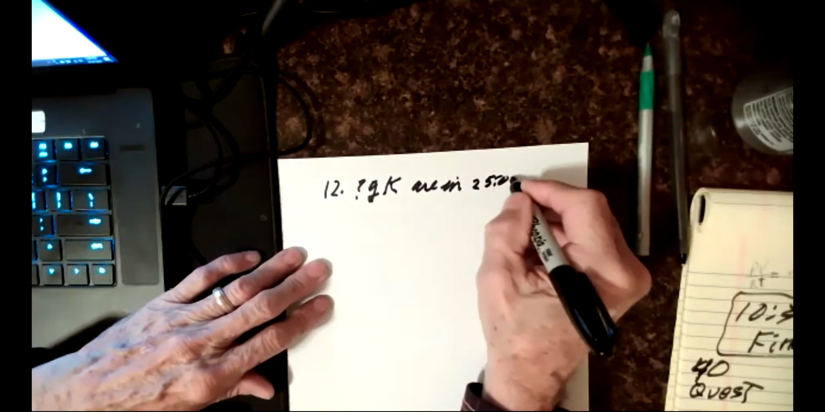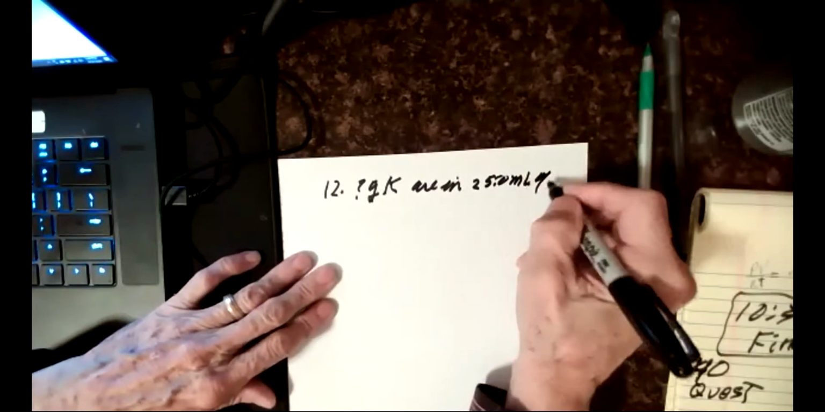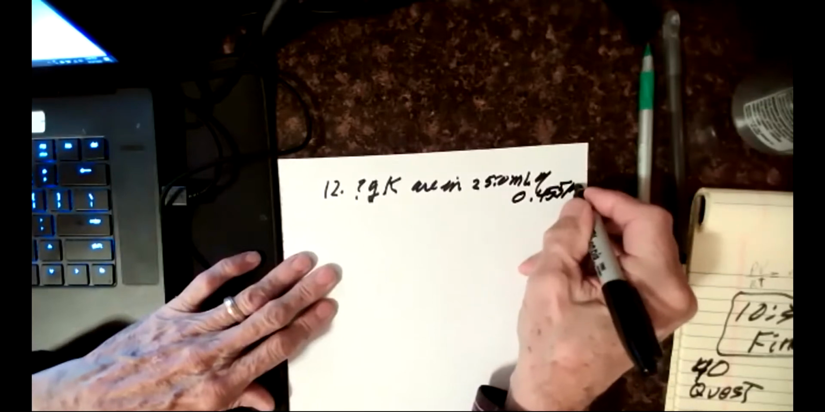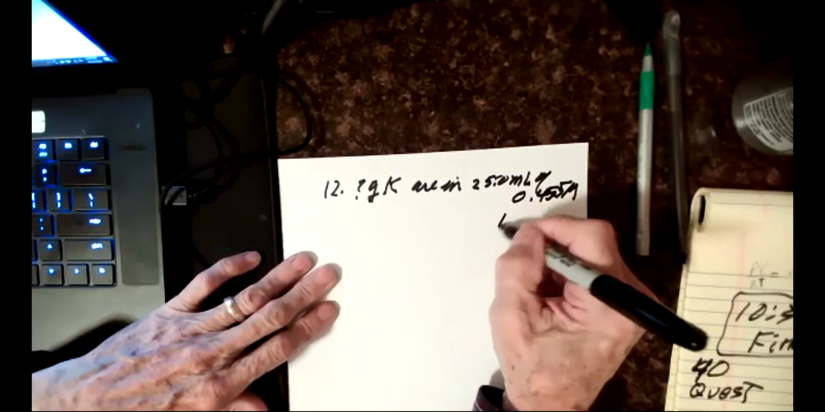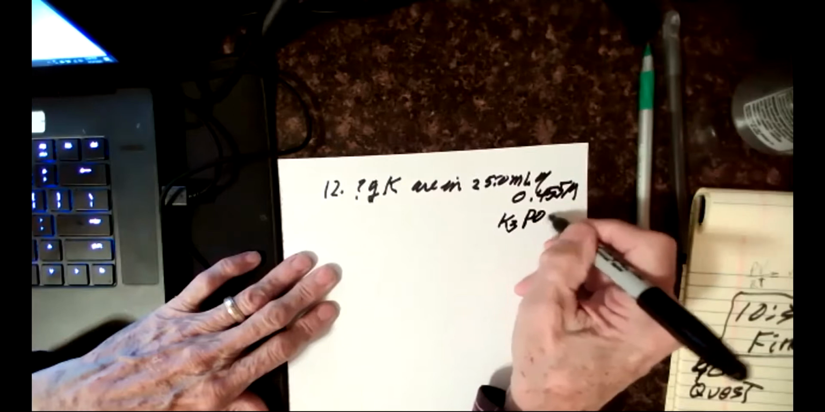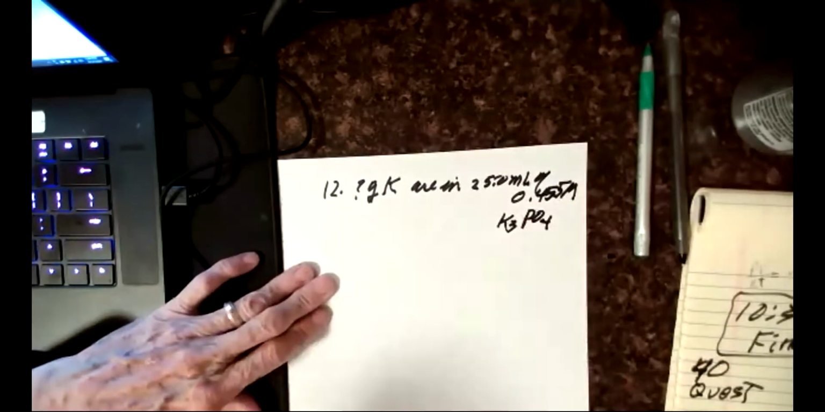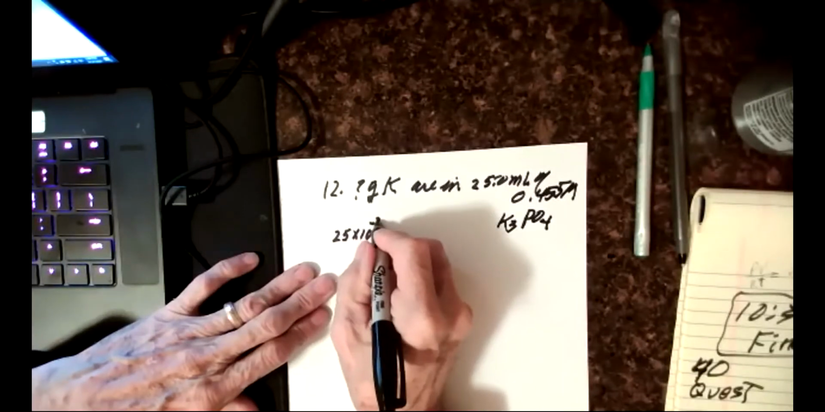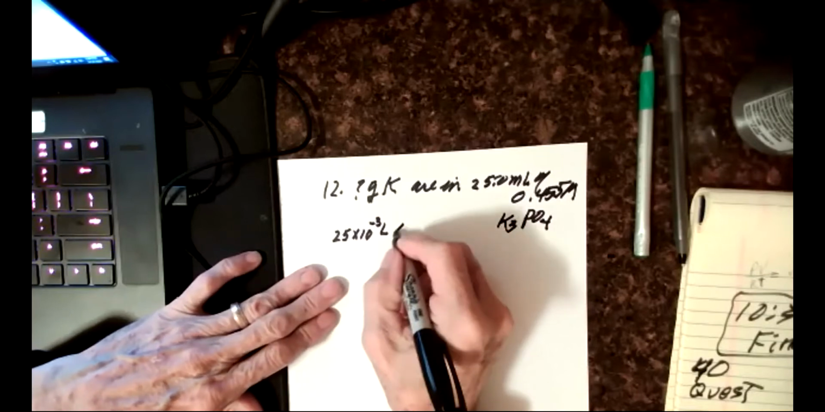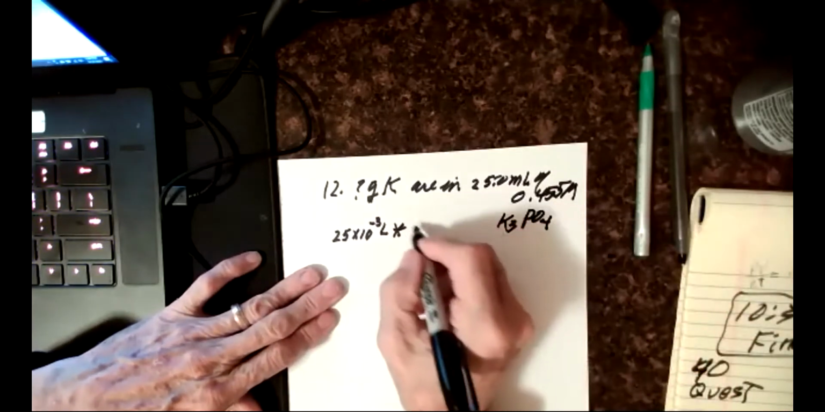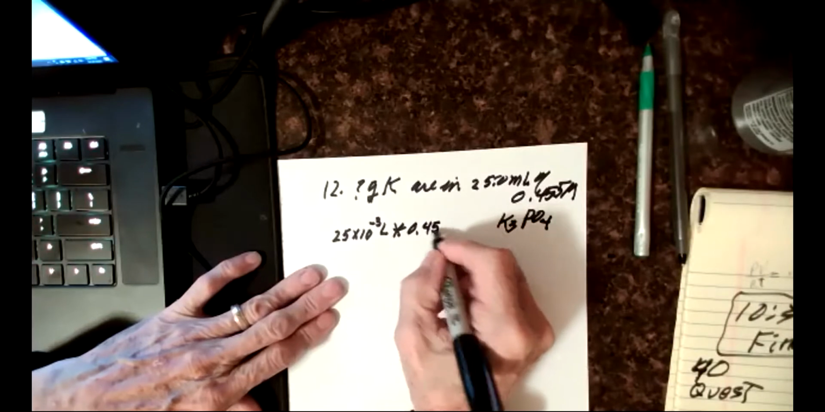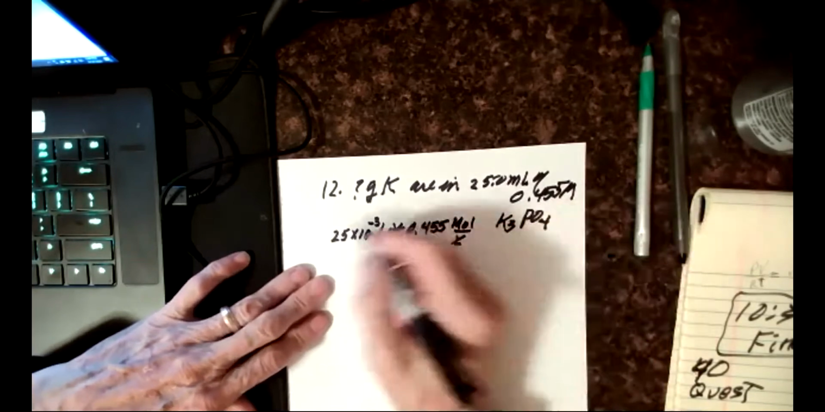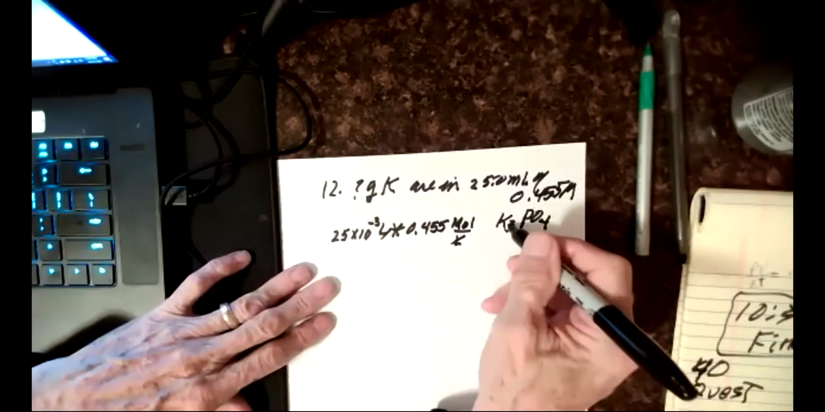25.0 milliliters of 0.455 molar potassium phosphate, K3PO4. That's the question. Here's what we're given. 25 times 10 to the negative 3 liters, that's 25 milliliters. The molarity of that is 0.455 moles per liter. So this is going to be the moles of the compound.